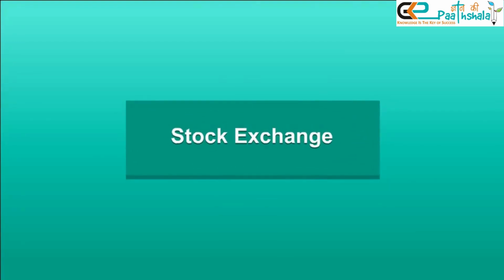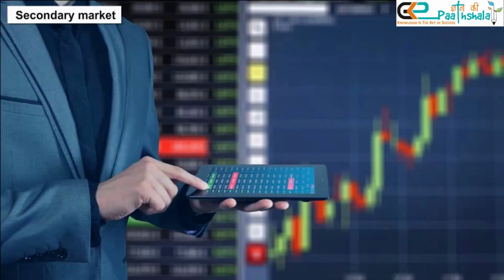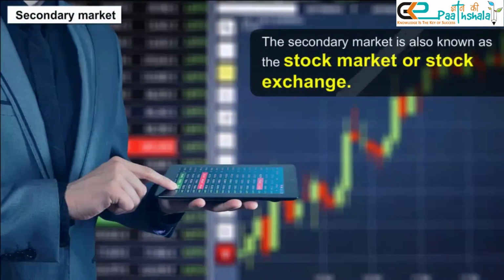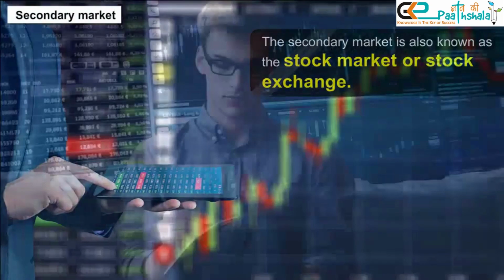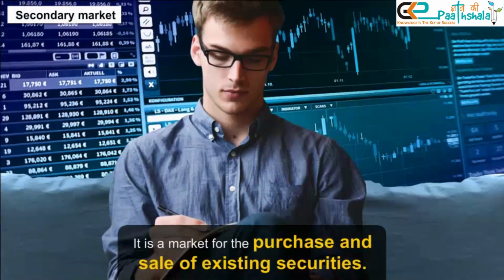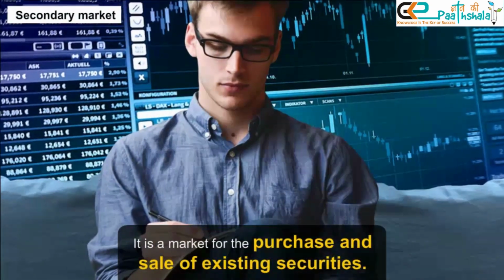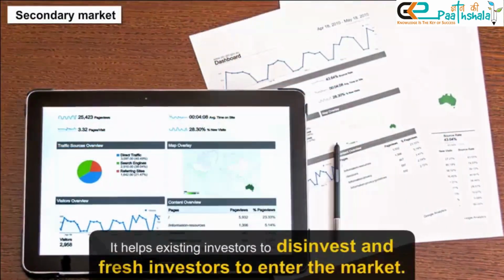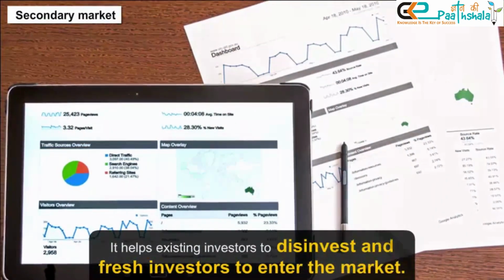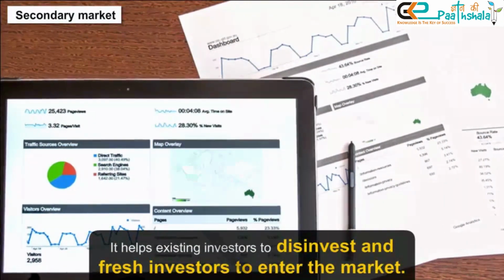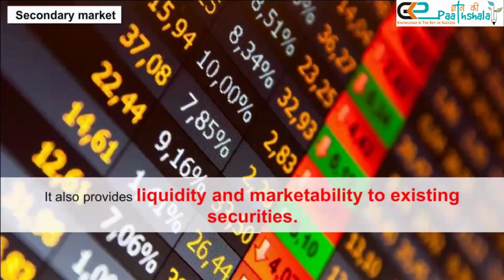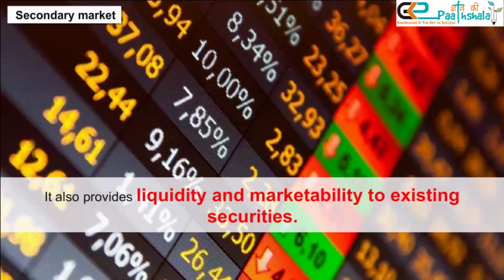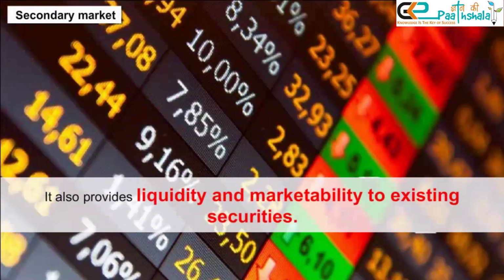Stock exchange. Secondary market. The secondary market is also known as the stock market or stock exchange. It is a market for the purchase and sale of existing securities. It helps existing investors to disinvest and fresh investors to enter the market. It also provides liquidity and marketability to existing securities.